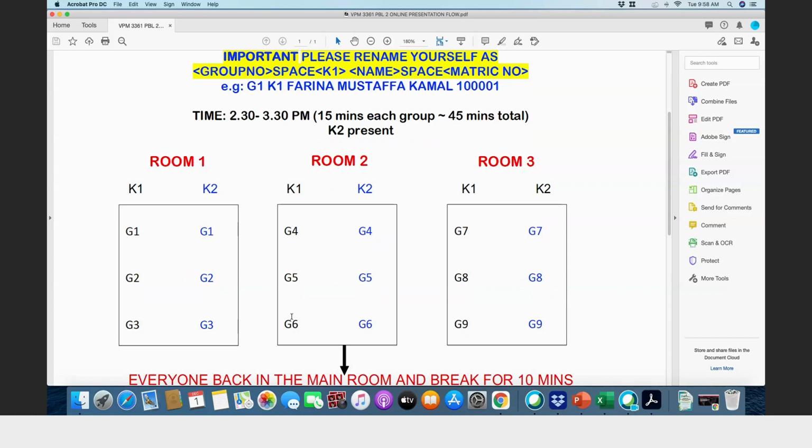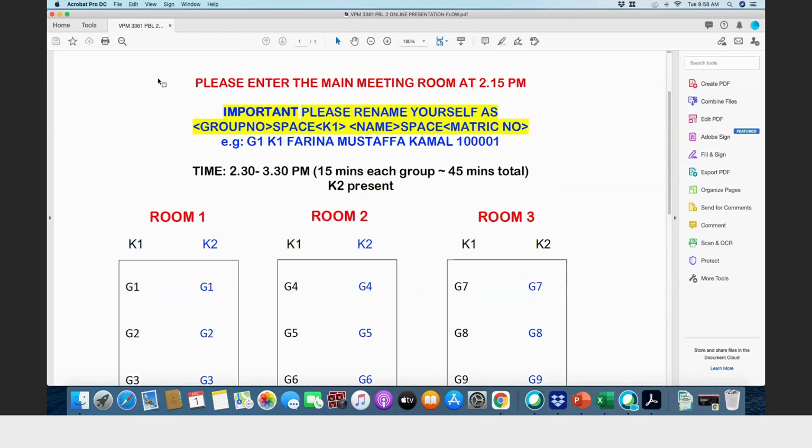To assist me, so that if everyone is in, it's easier for me to assign everyone at the same time. When you come in, please, I've said this 10 times already, rename yourself as this one. Don't put K at the front. I want the group at the front, and don't mix up K with group. Group is between group 1 to 9. K1 or K2.